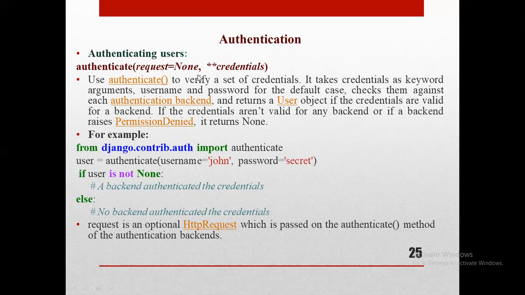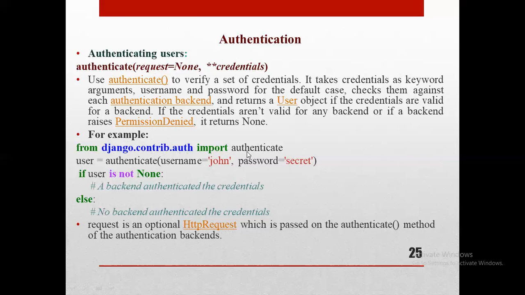It checks them against each authentication backend and returns a User object if the credentials are valid for a backend. If the credentials, username and password, match, it will check the authentication at the backend. If the credentials are not valid for any backend, or if a backend raises PermissionDenied, it returns None.